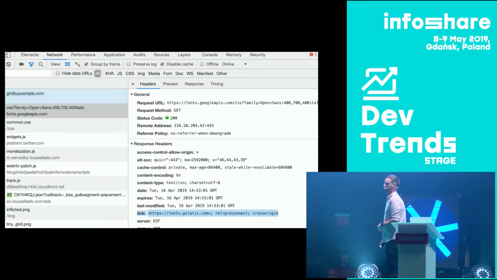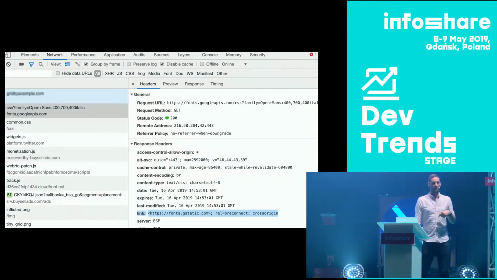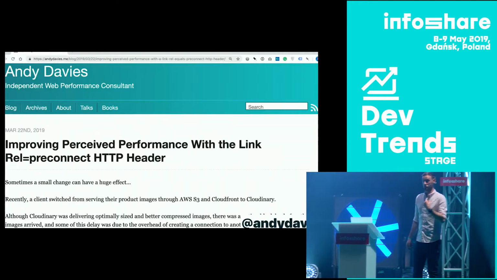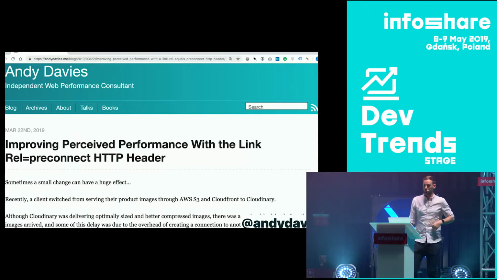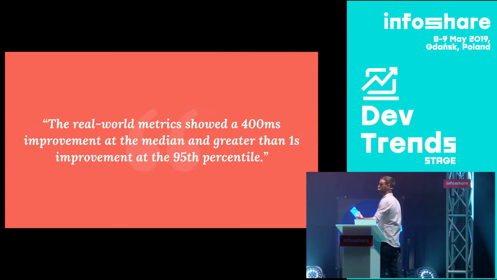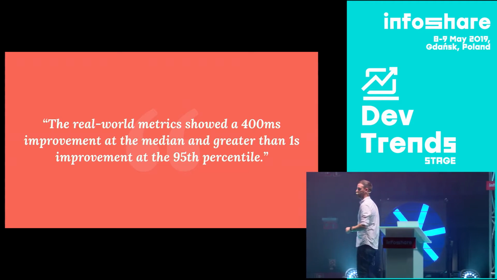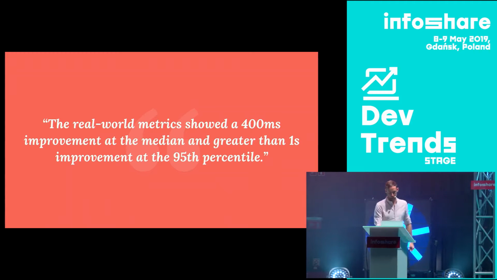You can do this yourself. A colleague and I did this on a client website. We started to deploy these as HTTP headers because they execute a little bit sooner. We found really remarkable results. We found that the real-world metric showed a 400 millisecond improvement on average, but for the 95th percentile, pages got 1 second faster just by putting a pre-connect in HTTP headers.